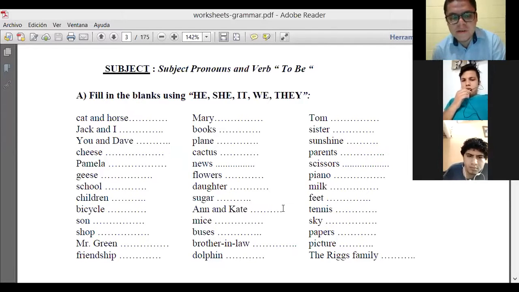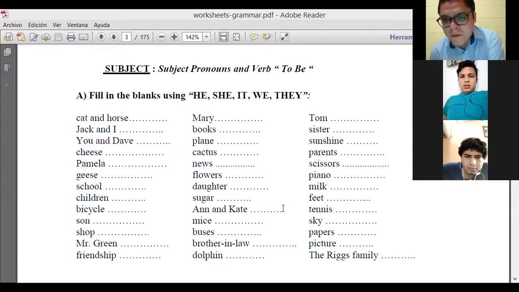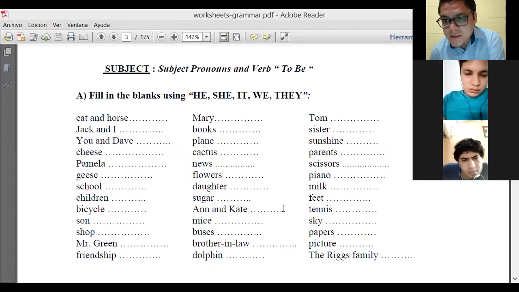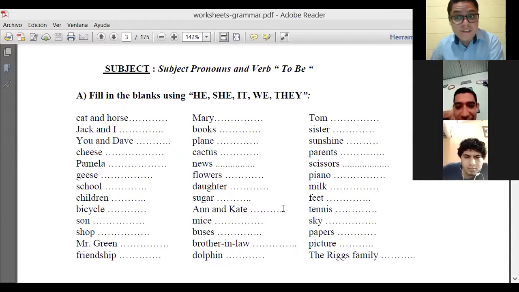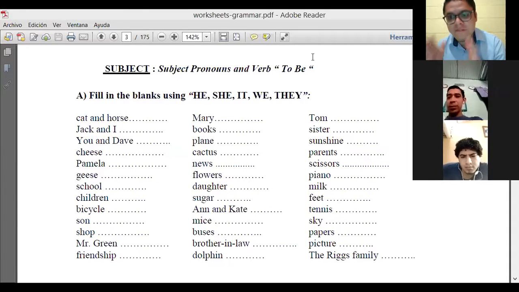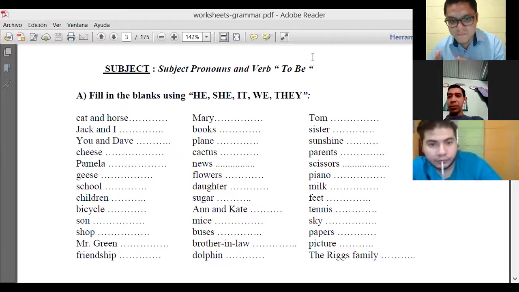So what about shop? It. Okay, Mr. Green. He. Friendship. Friendship is amistad. Yes, exactly. So it's not a person, it's a thing. So what is the subject pronoun? It. It, exactly. Friendship, remember, is the relationship between two friends. So friendship is not a person. Friendship is a thing. Okay.